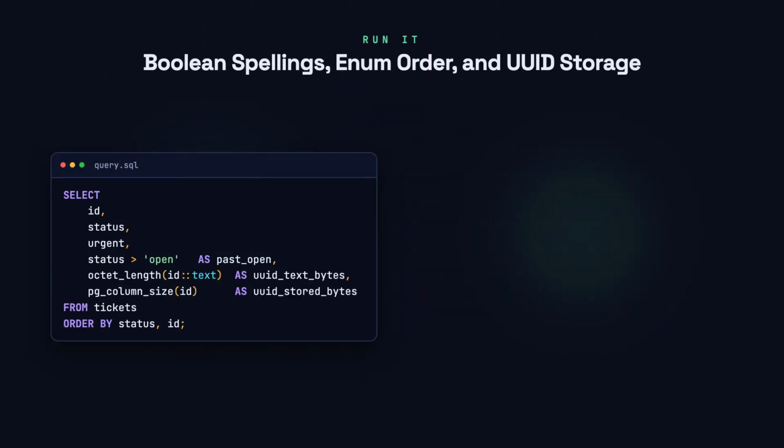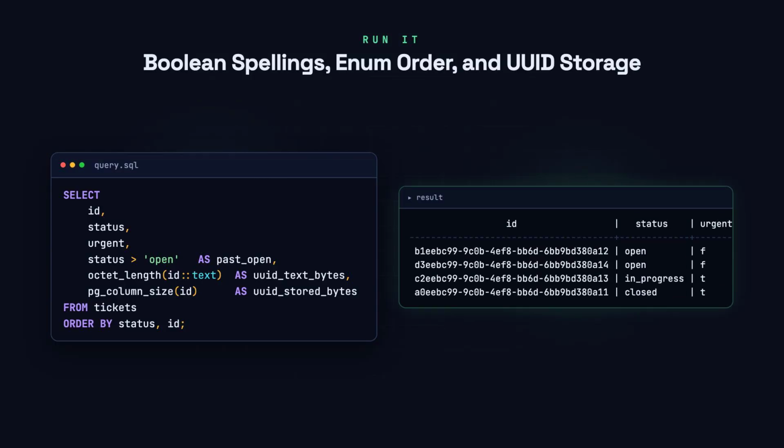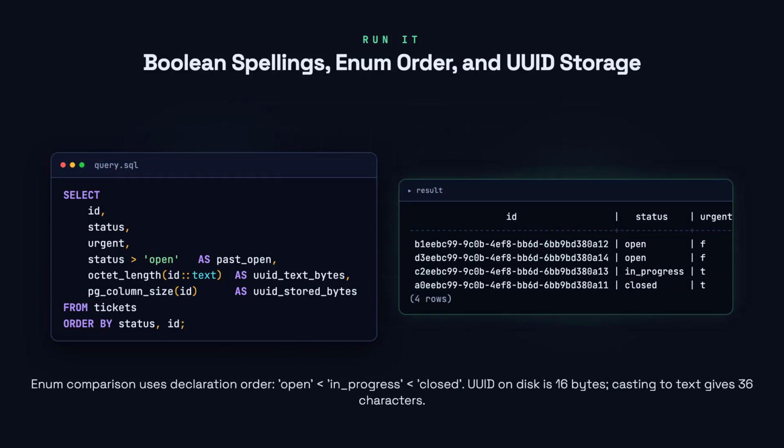Notice that sorting by status follows declaration order, not alphabetical order. The past open column uses greater than on enum values directly. And PG_column_size confirms the UUID column stores exactly 16 bytes, while casting to text produces a 36-character string.